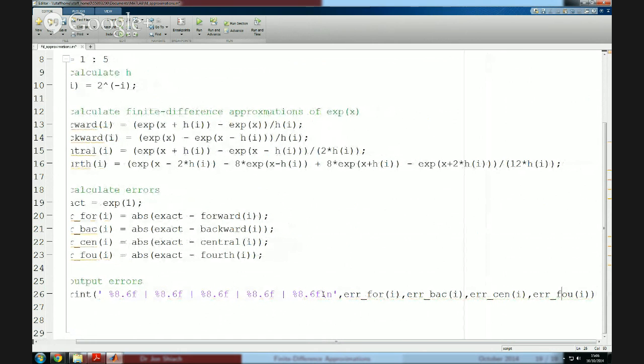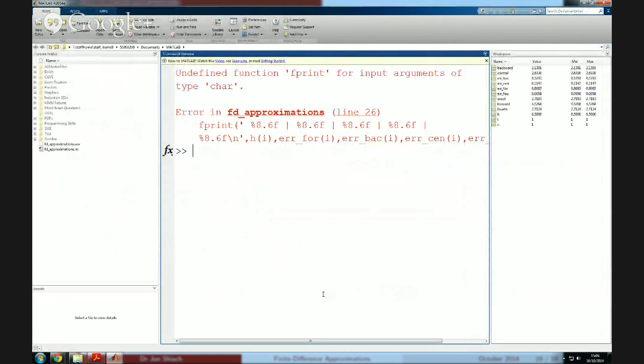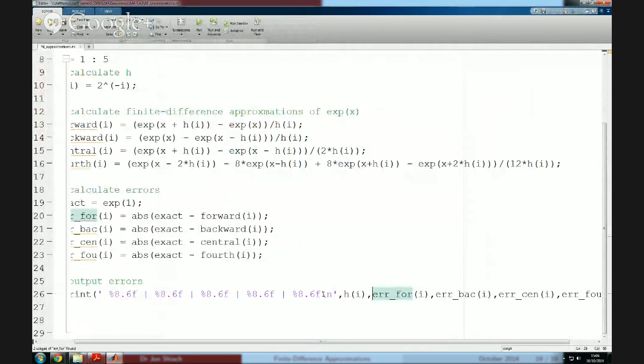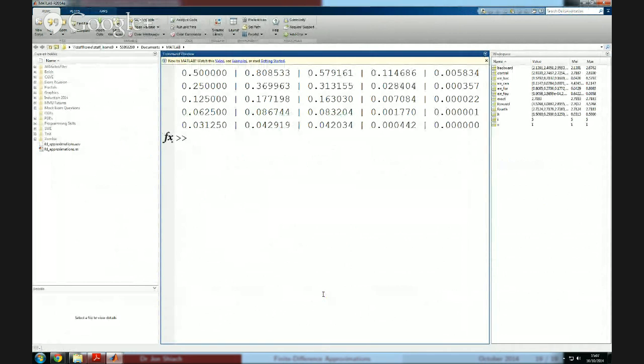Oh, I forgot the 8 and 9. Yeah, I forgot the 8. Right. Okay, it hasn't beeped at me, so oh yes it has. Input of argument type character. Ah yes, well spotted. There we go. So those are the errors. Okay, so the first column is your H's. Second column is forward, backward, central, fourth order.